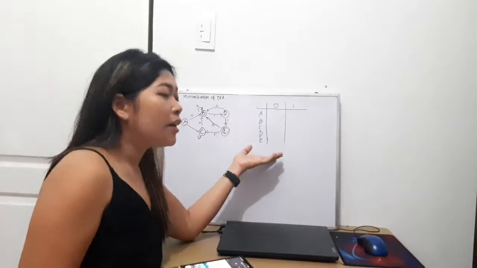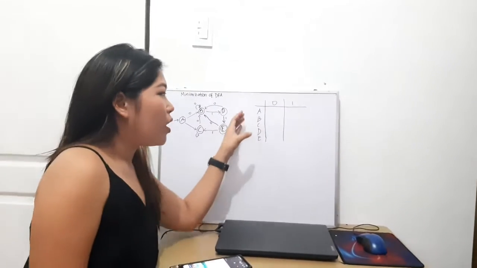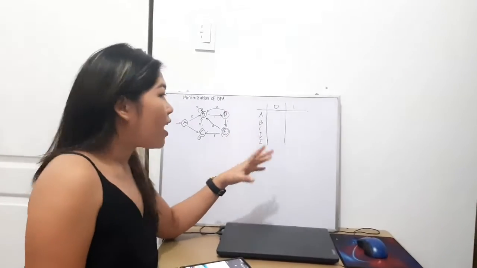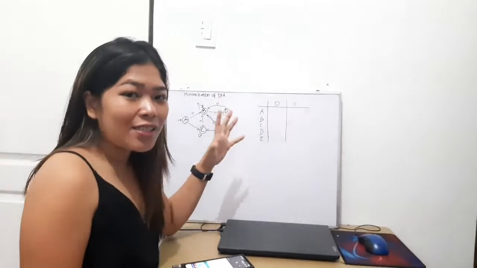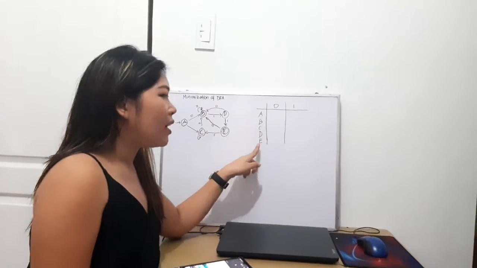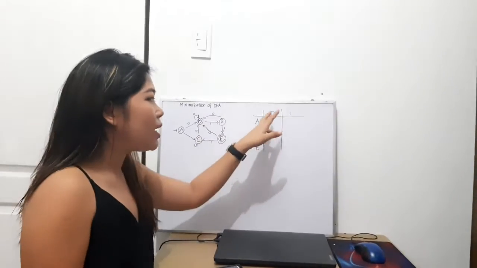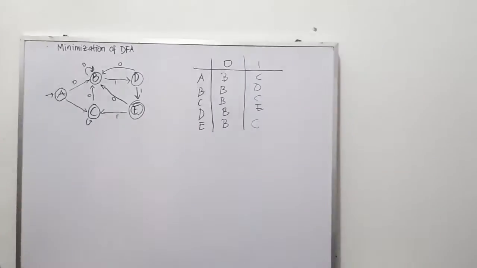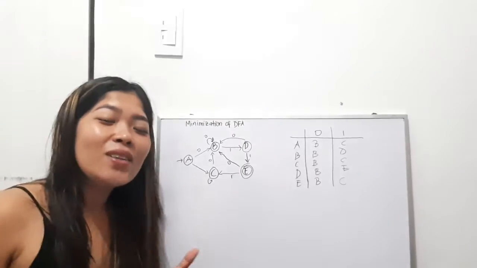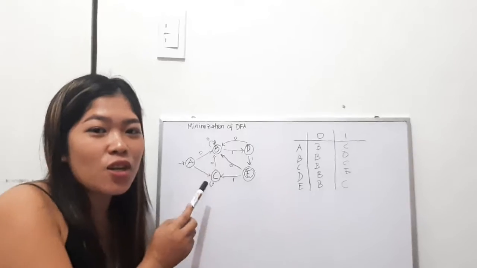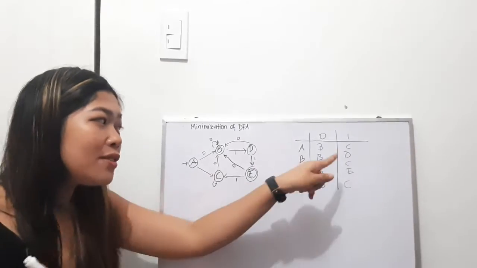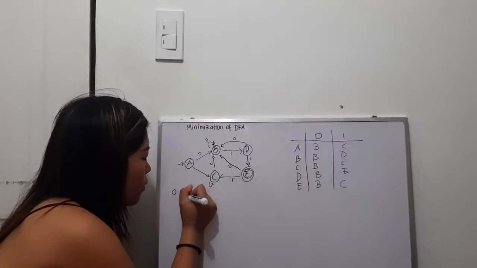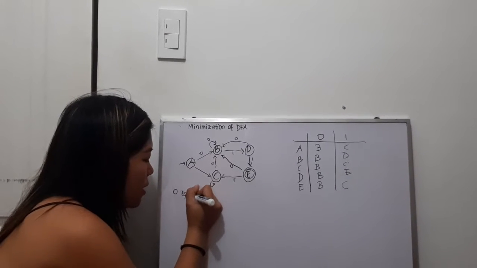So I have drawn here the transition table wherein we have 5 states, A, B, C, D, E, and A is the starting state or the initial state and E is the final state. And given input 0 and 1, this is where these states go. So let's proceed now to the minimization of the DFA, wherein we have to start with the 0 equivalence.